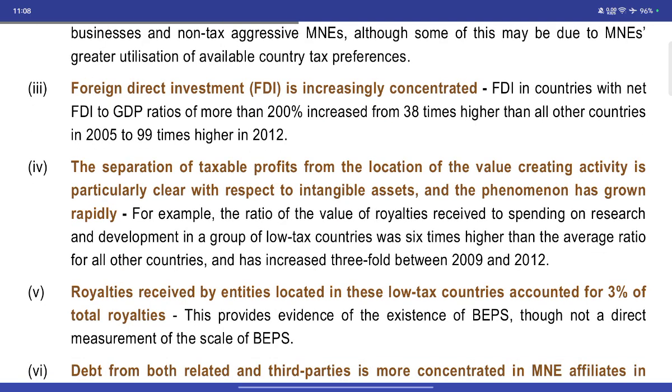Foreign direct investment (FDI) is increasingly concentrated. In some countries, the FDI to GDP ratio is more than 200%, which is 38 times higher than in all the countries in 2005, and 99 times higher in 2012.